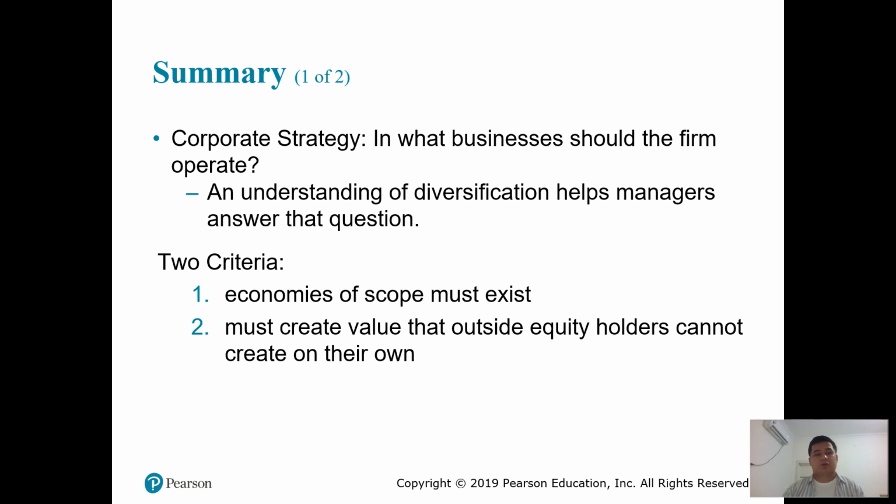As a summary, corporate strategy: in what businesses should the firm operate? An understanding of diversification helps managers answer that question. There are two criteria also.